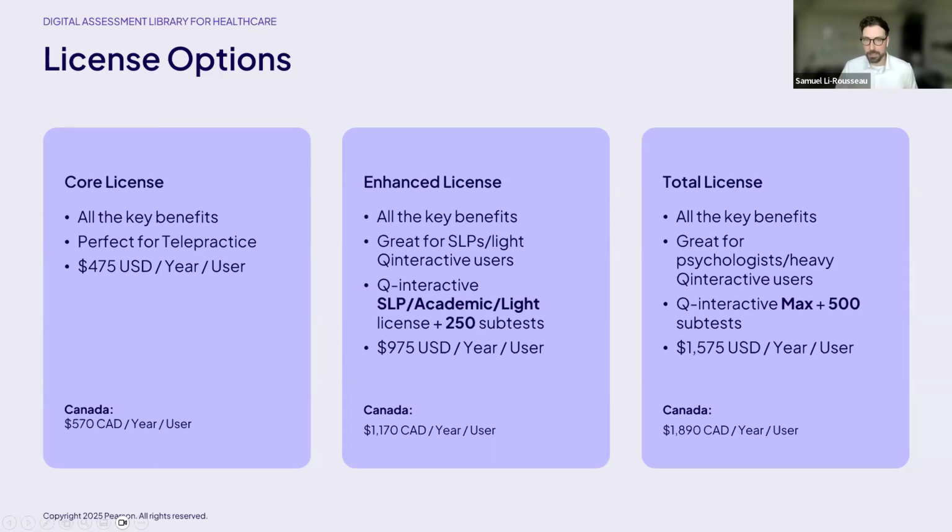And so what this gives you is access to the entire resource library. So this is perfect for users who are mainly just doing telepractice and need access to digital manuals and stim books. And so for that, it's a cost of 475 US dollars per year per user. And in Canada, it's $570 Canadian per year per user. Along with all the other benefits that we just talked about. So your 7% discount on all orders, your free shipping a couple times a year, your video proctoring license. So you'll get all of those benefits included, as well as access to the library.